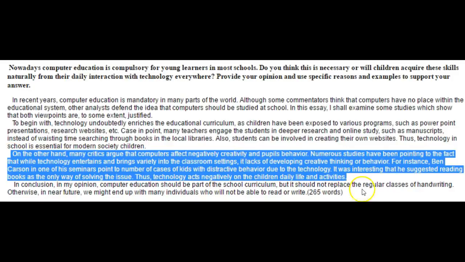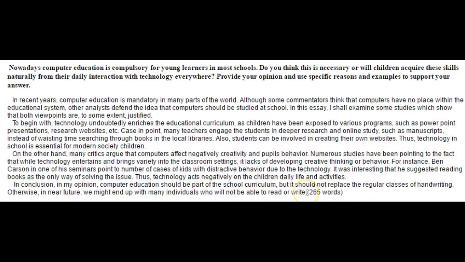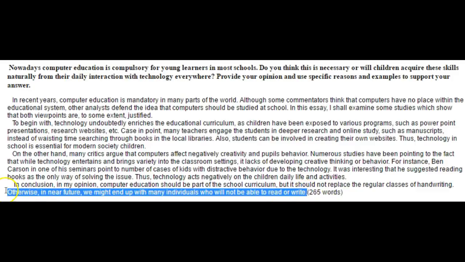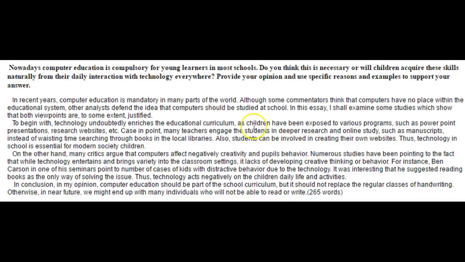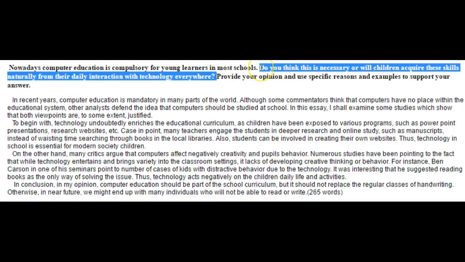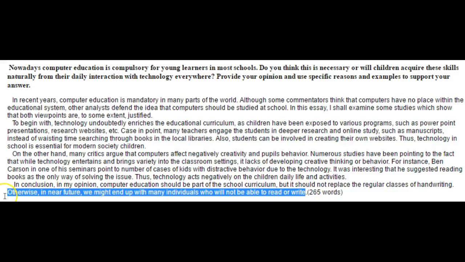Because here, you veered off the topic slightly, because you've spoken about the loss of other skills as a result of learning computers in schools. But the question asks, is it necessary to teach pupils computing, or will they just learn it automatically because they are surrounded by it? It doesn't ask anything about the loss of other skills.